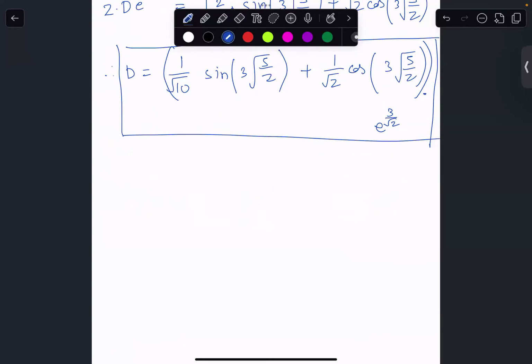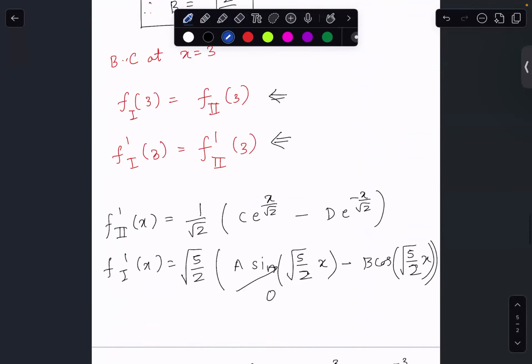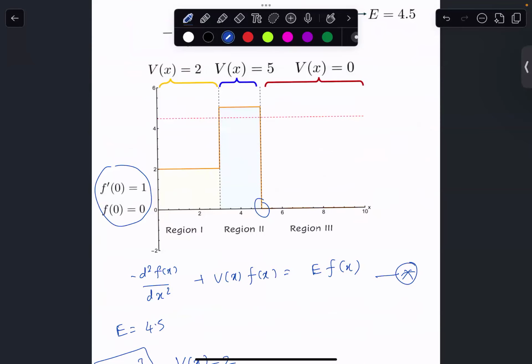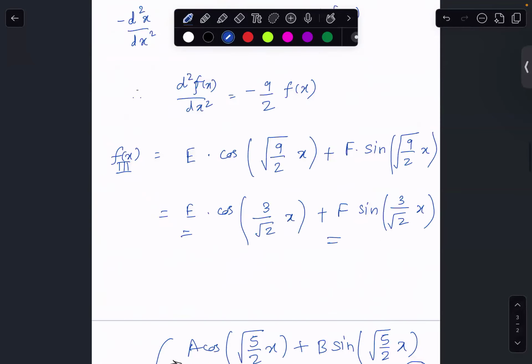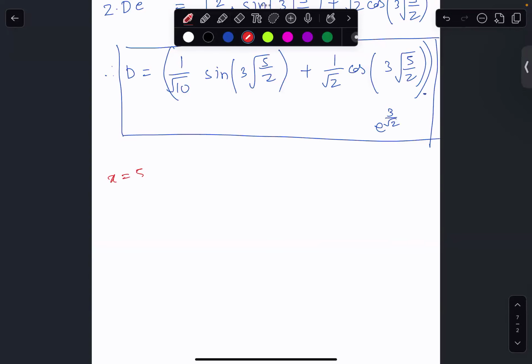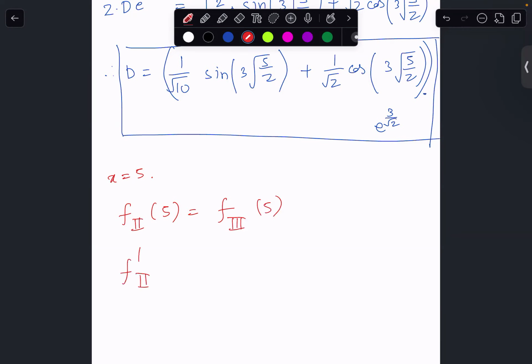Now the next step and the last step of this solution is to apply boundary conditions again at this terminal boundary as we discussed at x equals 5. So at x equals 5, we again have very similar boundary conditions. f in region 2 at x equals 5 must equate to f in region 3 at x equals 5, and f prime in region 2 at x equals 5 must be equal to f prime in region 3 at x equals 5.